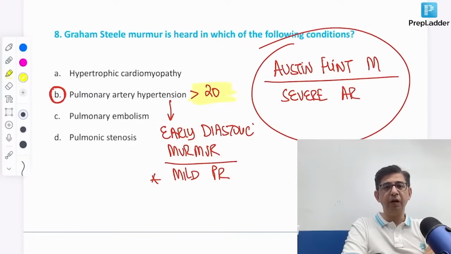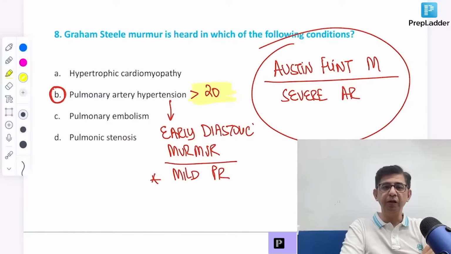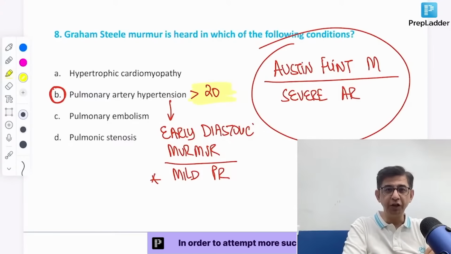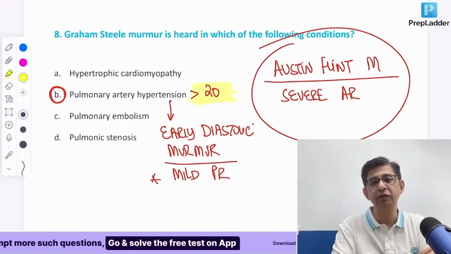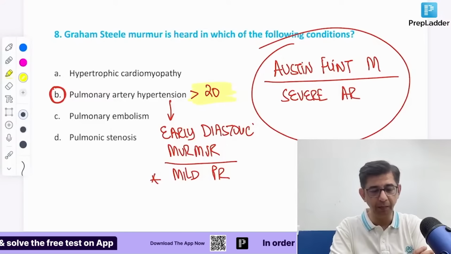The keyword is Graham Steell murmur. Pulmonic stenosis I have already told you, it is an ejection systolic murmur. The mnemonic for that is PASS. PASS: Pulmonic and aortic stenosis result in ejection systolic murmur.